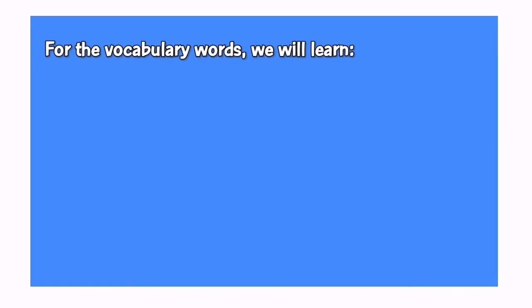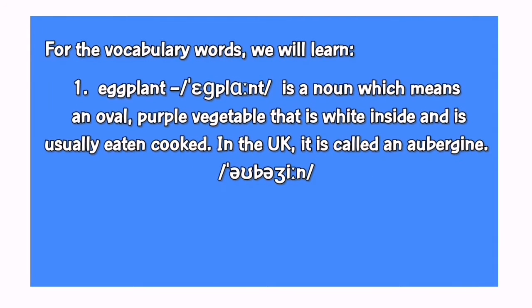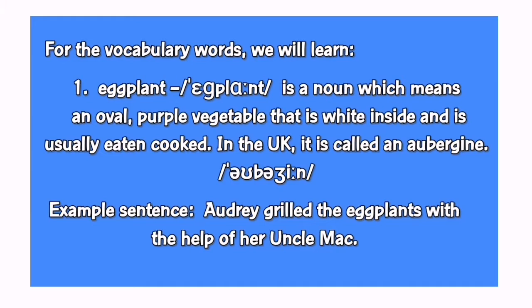For the vocabulary words, we will learn eggplant. Eggplant is a noun which means an oval, purple vegetable that is white inside and is usually eaten cooked. In the UK, it is called an aubergine. Example sentence: Audrey grilled the eggplants with the help of her Uncle Mac.